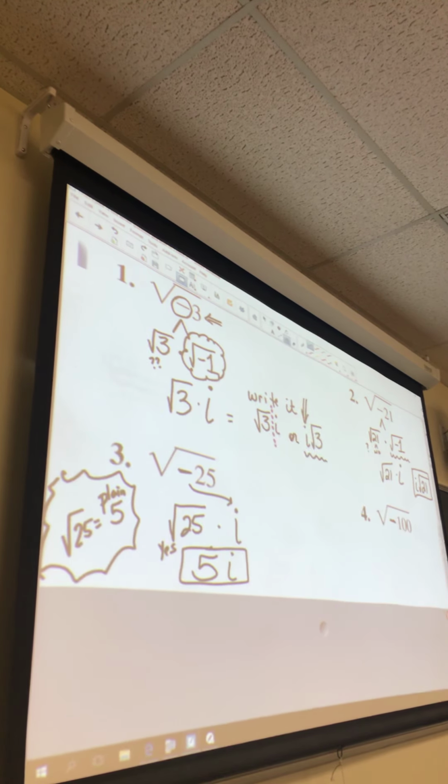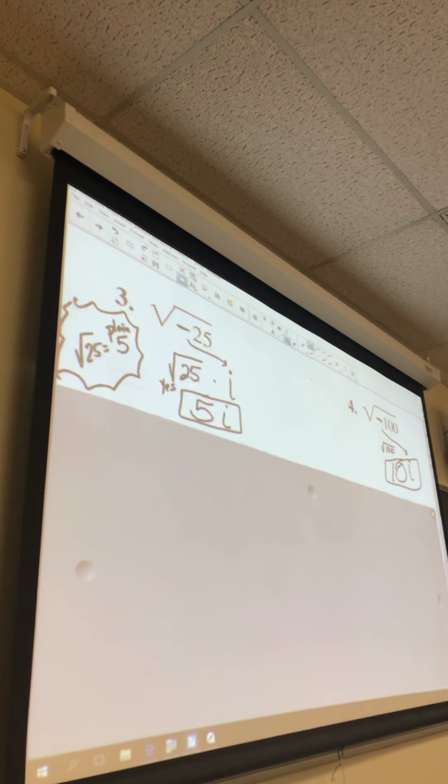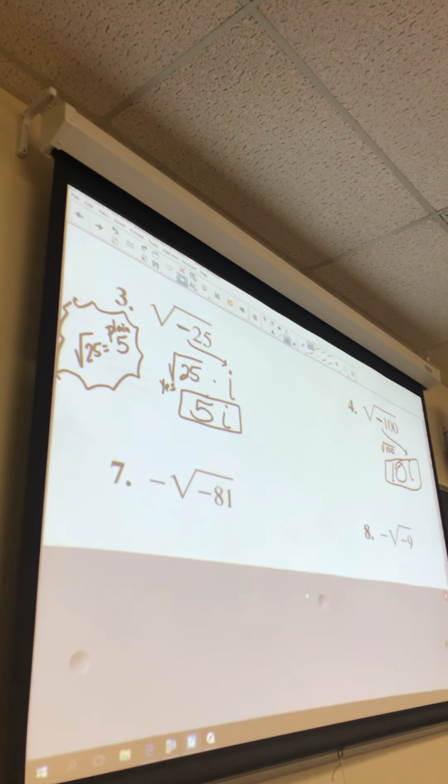Okay, on number 4. Negatives underneath there, so there's my I. Square root of the positive 100, so what's that going to be? 10I. Okay? Plain 10. Okay?